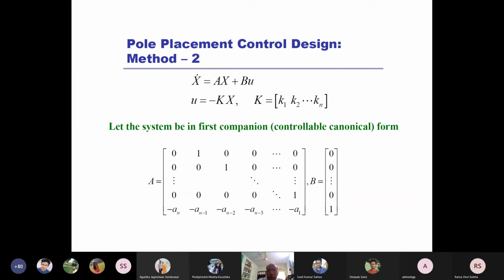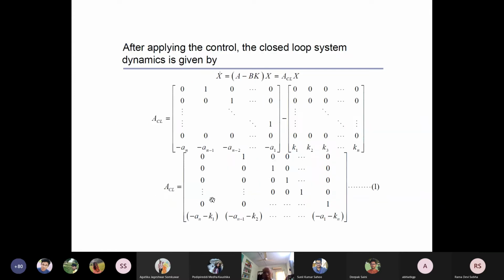Okay. Before that, let me just illustrate further what I have told you earlier. X dot is equal to Ax plus Bu, where u is equal to minus Kx. Here A is in the controllable canonical form. And x dot will be (A minus BK) x, which will be ACL x. Now ACL will become this expression.